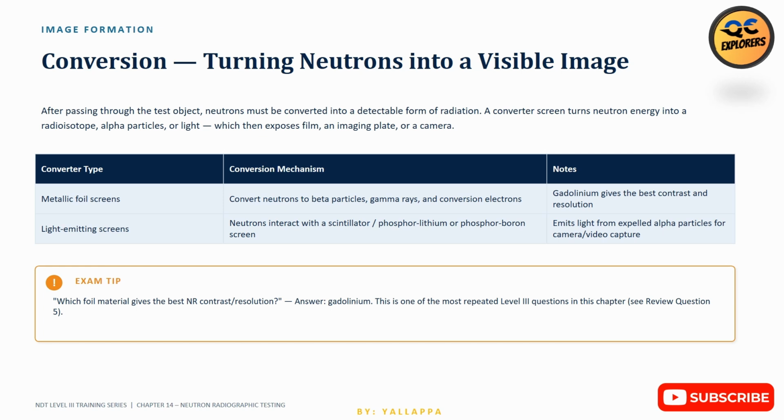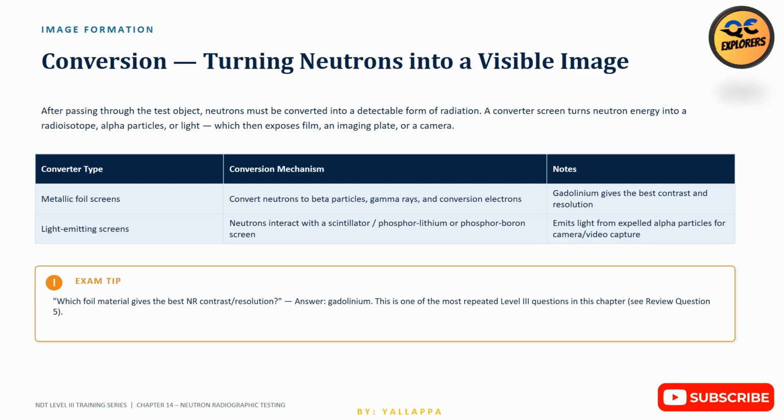When neutrons strike metallic foils, nuclear reactions occur that produce beta particles, conversion electrons, or gamma radiation. These secondary radiations expose the film and create the radiographic image. Among all metallic converter materials, one stands above the rest: gadolinium. Gadolinium has an exceptionally high neutron absorption cross-section, making it extremely efficient at converting neutron energy into detectable radiation. As a result, gadolinium provides the highest image contrast and the best spatial resolution.